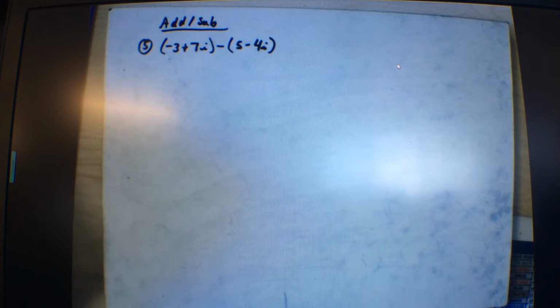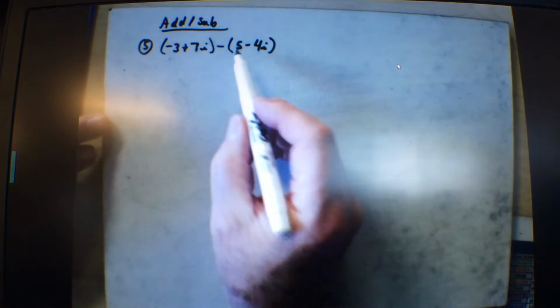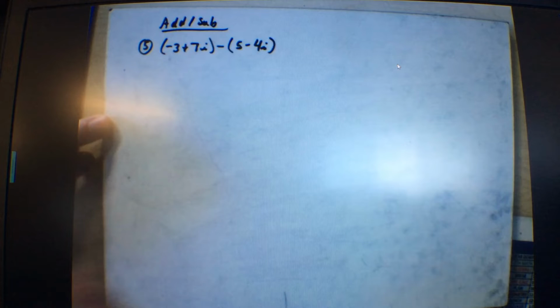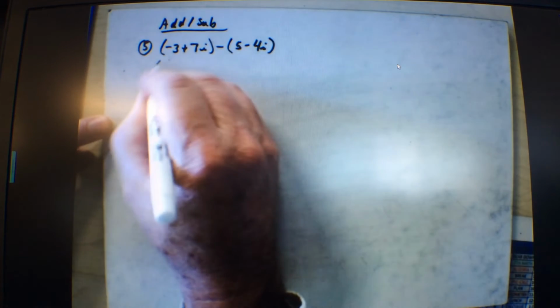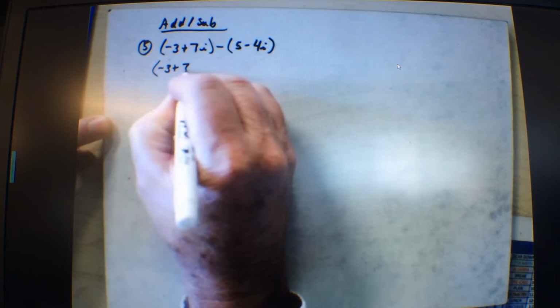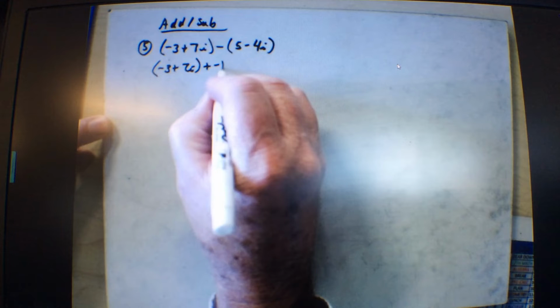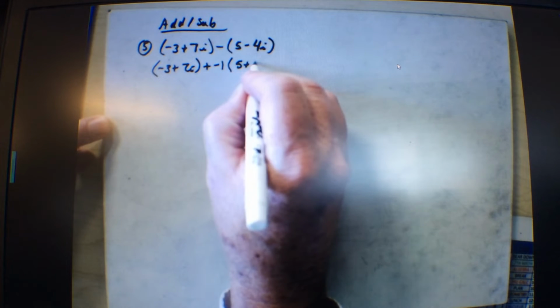And I alluded to this the other day. When you subtract a complex number, you subtract every member in the group. So I'm going to subtract both these numbers. For me, the easiest way to do it is to change all subtraction to addition and multiply by a negative 1 in the second. So what I end up doing is I take negative 3 plus 7i, and I go plus negative 1 times 5 plus negative 4i.